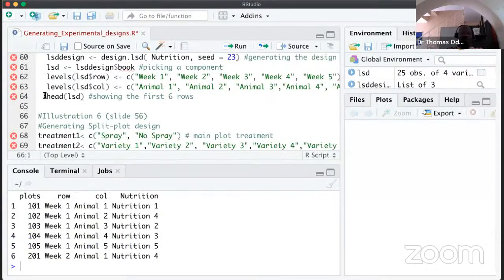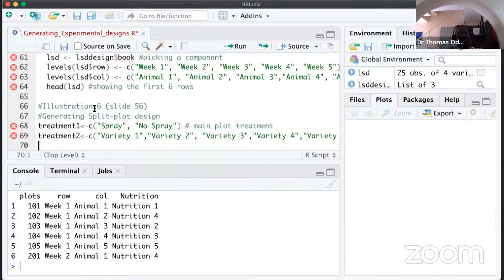So head, as you are told, gives us the first 6 rows. So you can see here week 1, animal 1 received nutrition 1. Week 1, animal 2 received nutrition 4, and so on and so forth. So that will be for the Latin square.